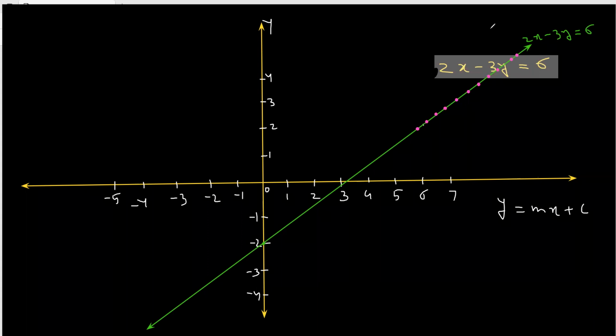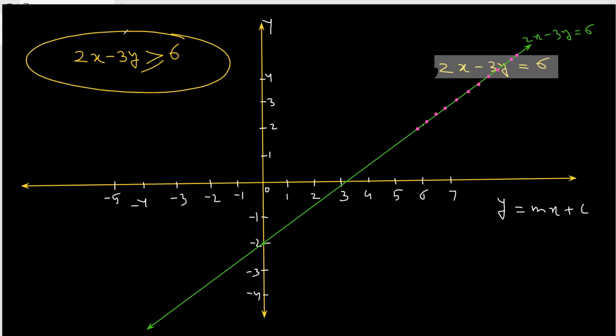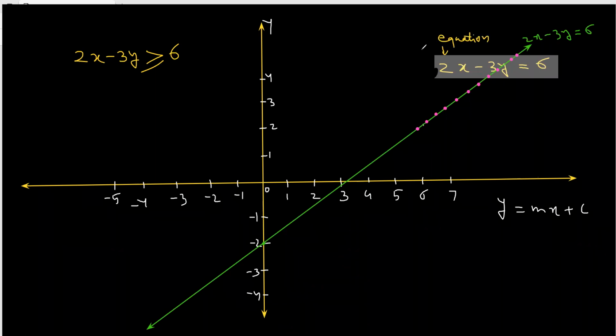Very good. Now I take you to the next step. See here. If I ask you, what does 2x minus 3y greater than or equal to 6 represent? Now I'm taking 2x minus 3y equal to 6, and in that I'm also writing greater than. First of all, this is an equation, and this is an inequation.